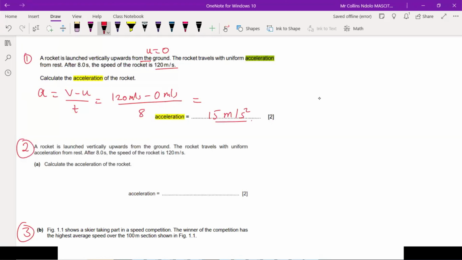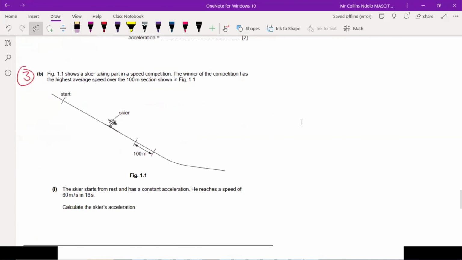Sorry. All right. Number 2, a rocket is launched vertically upwards from the ground. The rocket travels from, did I just repeat? Okay, I think there's a repetition. There is a question number 3, which is part B of another past paper question. So let's look at it.